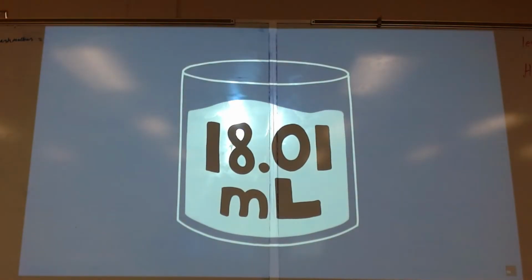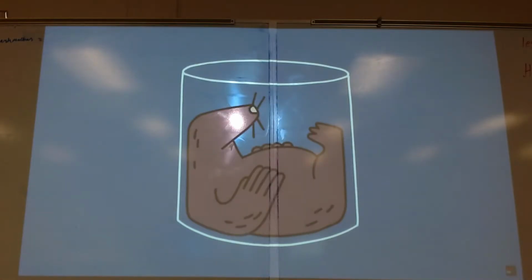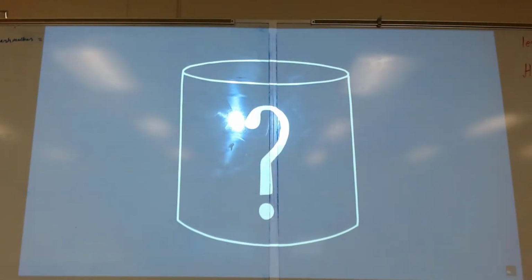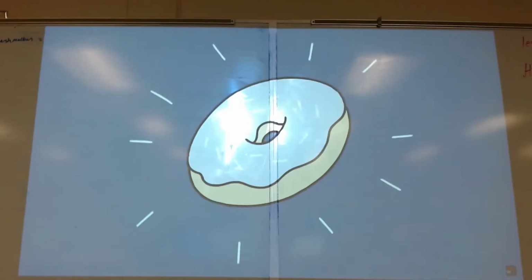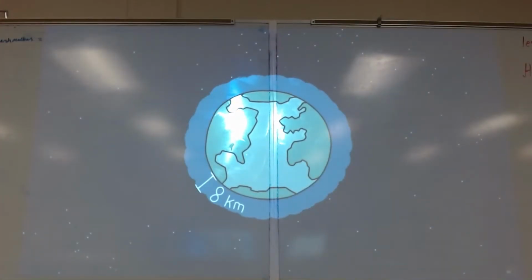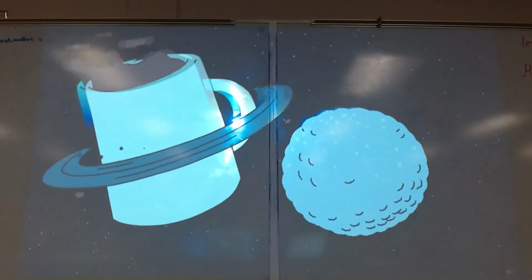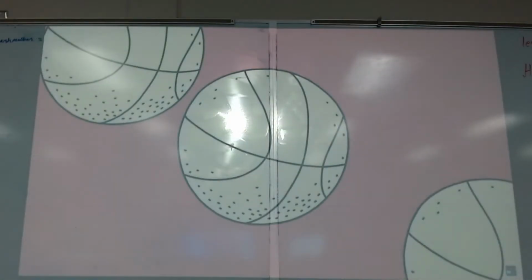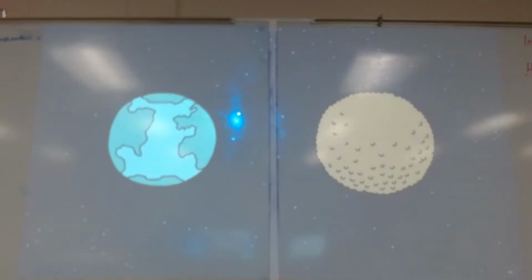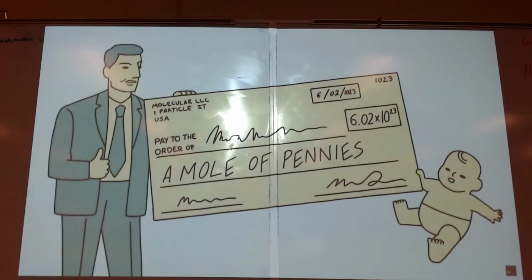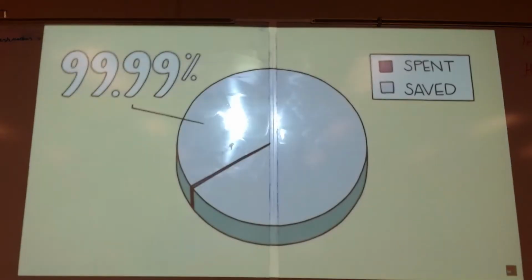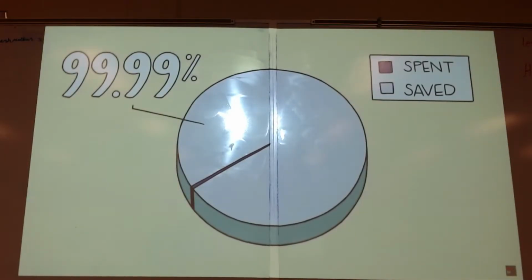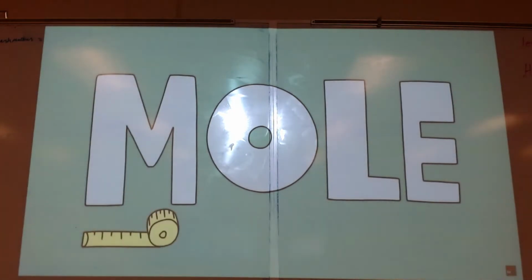Remember our 18.01 milliliters of water? Well, that's a mole of water. But how much is that? Exactly what does 602 sextillion look like? Maybe this will help. Exchange the water particles for donuts. If you had a mole of donuts, they would cover the entire Earth to a depth of 8 kilometers, which is about 5 miles. You really need a lot of coffee for that. If you had a mole of basketballs, you could create a new planet the size of the Earth. If you received a mole of pennies on the day you were born and spent $1 million a second until the day you died at the age of 100, you would still have more than 99.99% of your money in the bank. Okay, now we sort of have an idea how large the mole is.